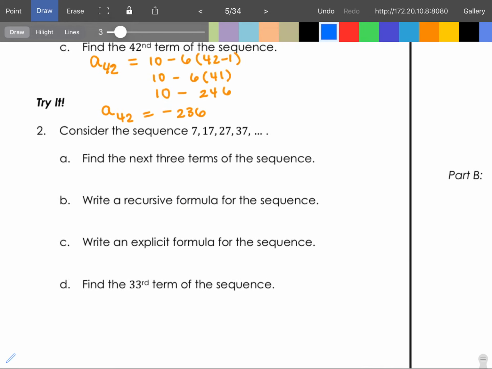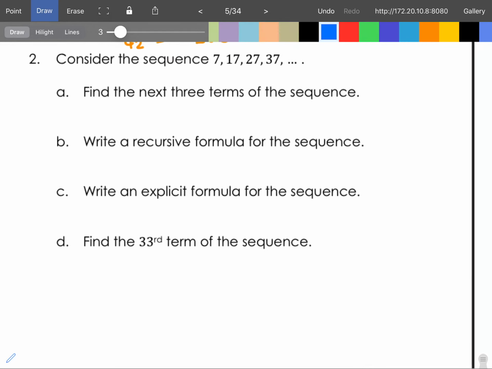All right, so consider this sequence that's given to us here. We've got 7, 17, 27, 37. If it were me, I would look at that and say, okay, I'm adding 10 each time. That's my common difference, and maybe you make a little note that d is 10. Find the next 3 terms of the sequence. Well, that's pretty easy. So we would have 47, 57, and 67. Those would be the next 3 terms.